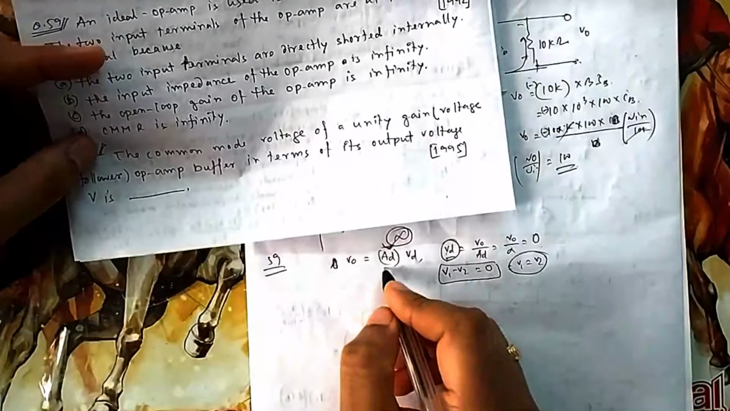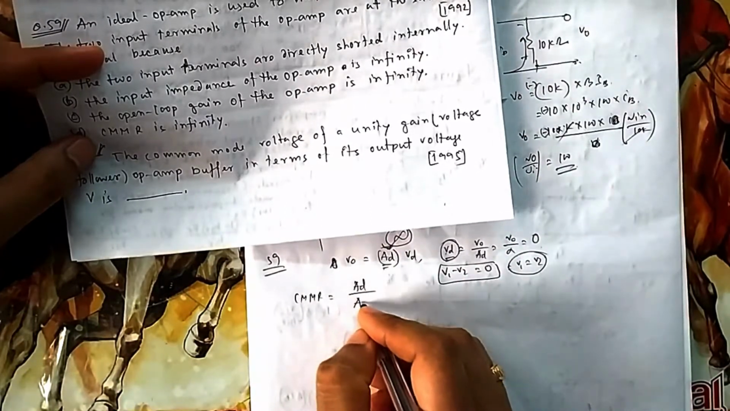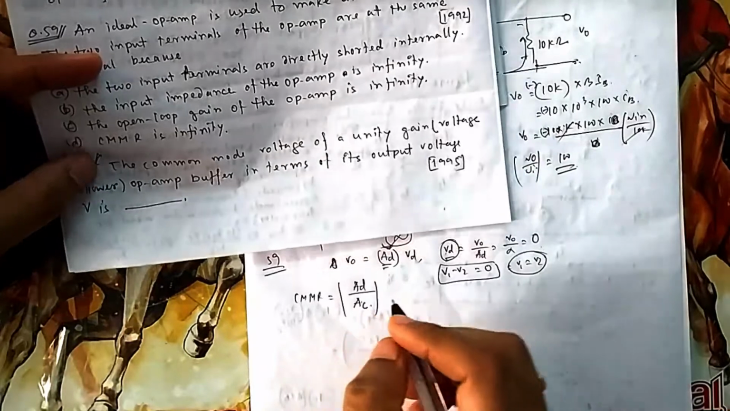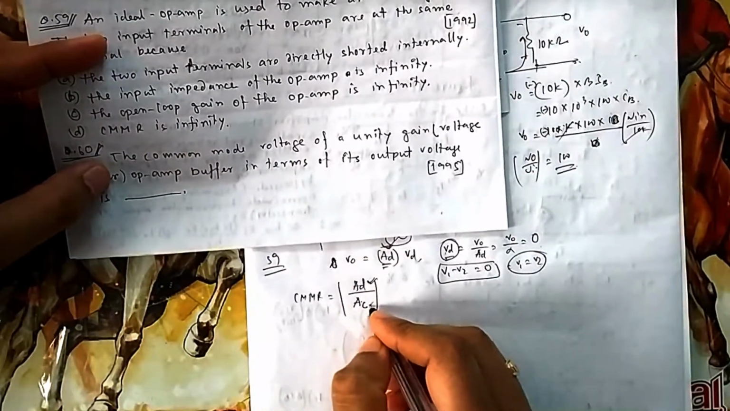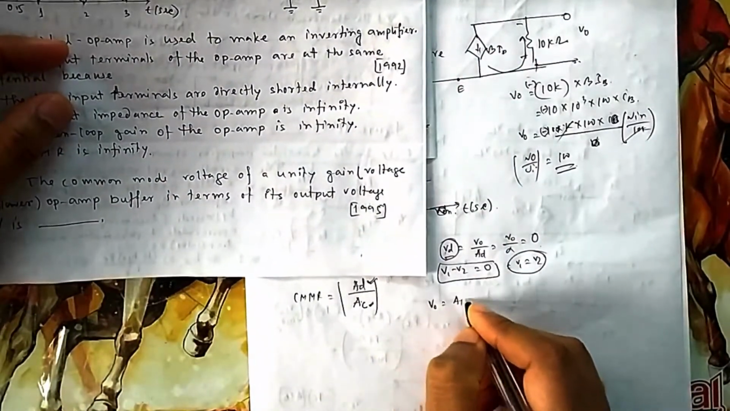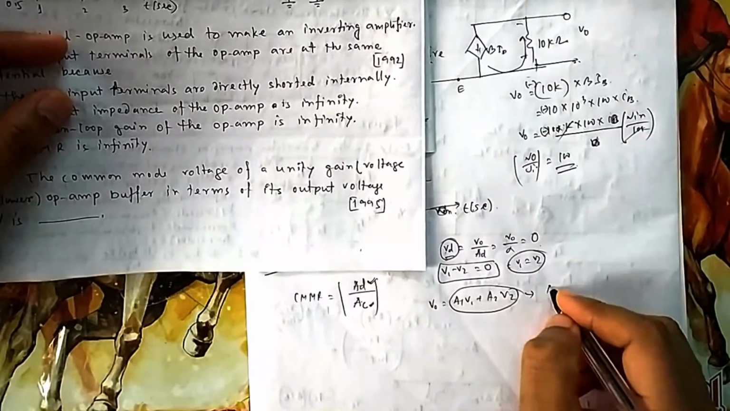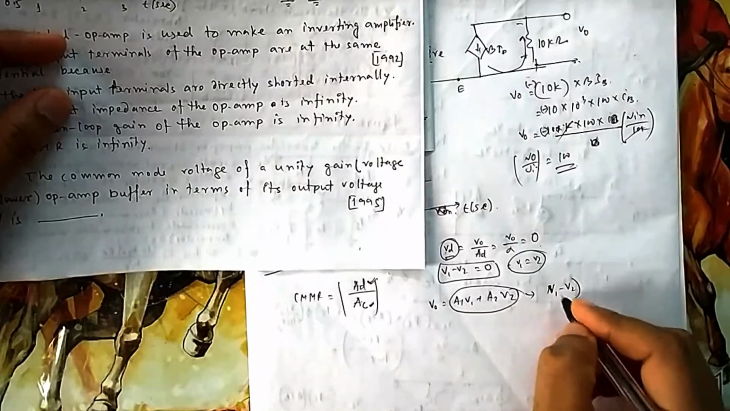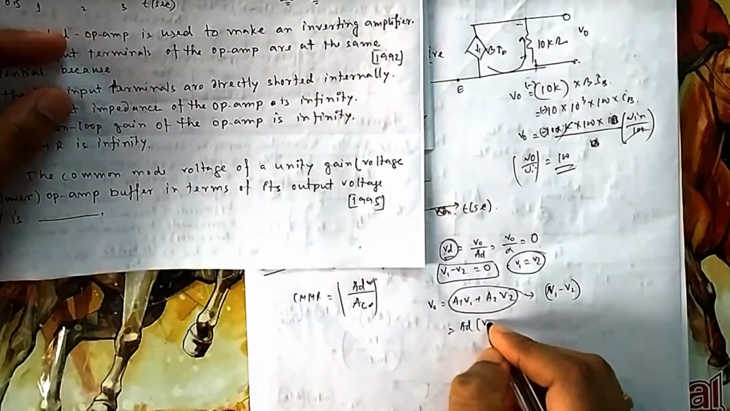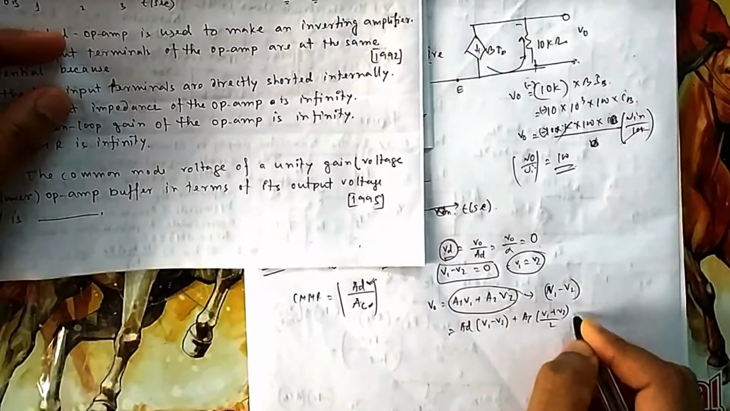And CMRR is also the same. Ideally the common mode gain, that is ACM or AC, should be 0. I am not going into the discussion of that one. If you see the output voltage, that is A1 V1 plus A2 V2, then these can be represented as AD of V1 minus V2, and then AC of V1 plus V2 by 2, something of this fashion.